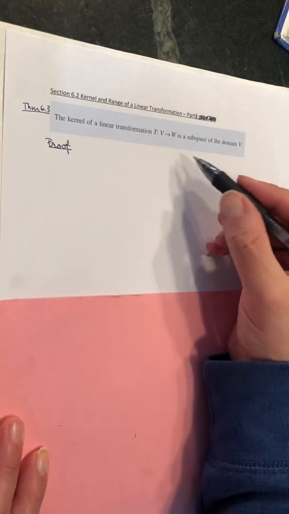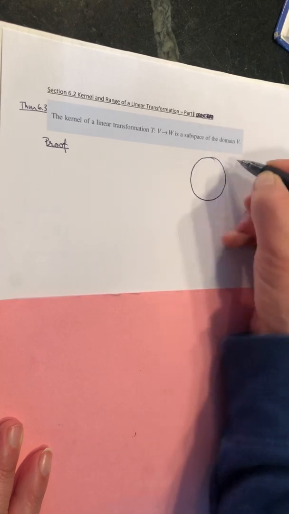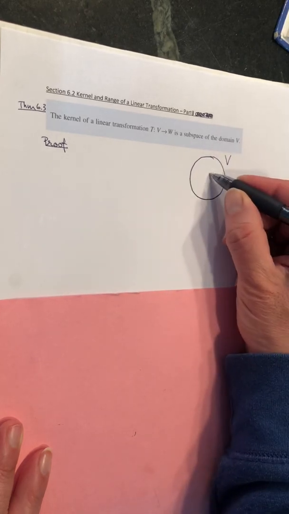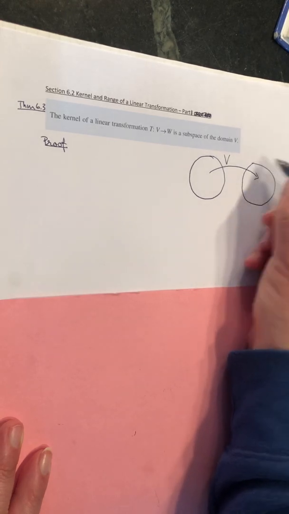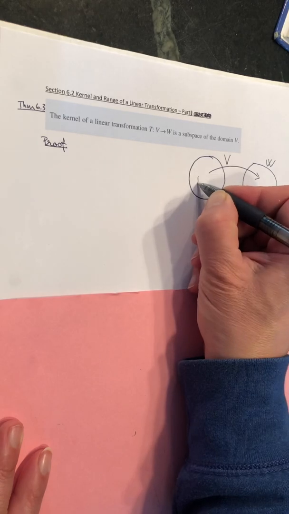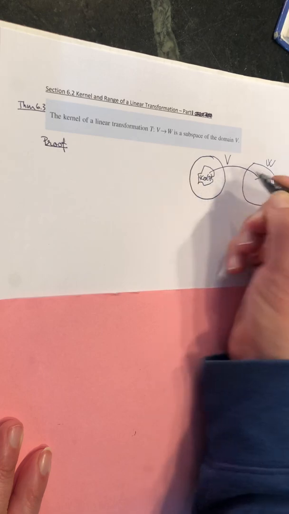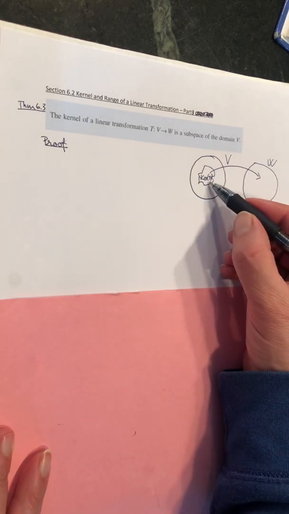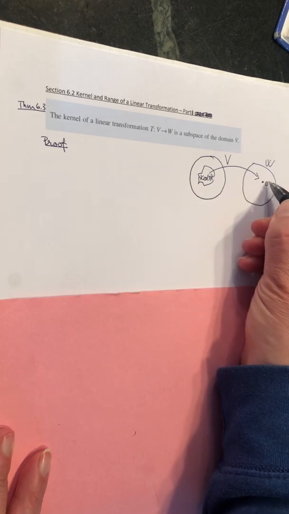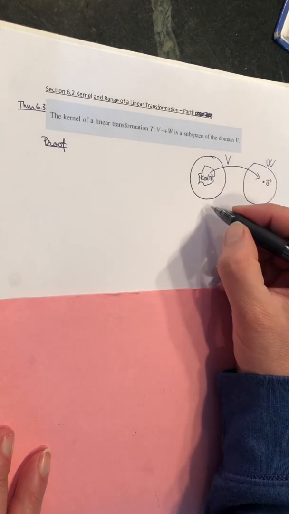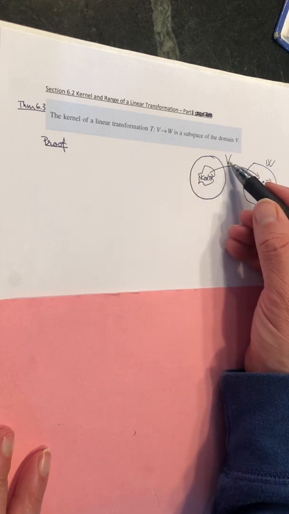Now we will show that the kernel of a linear transformation that takes vectors from a vector space V to a vector space W, we will show that the kernel of T, so this is not kernel of V or kernel of A, it's kernel of T, being all of the vectors that get sent to the zero vector in W, we will show that the kernel of T is a subspace of vector V.